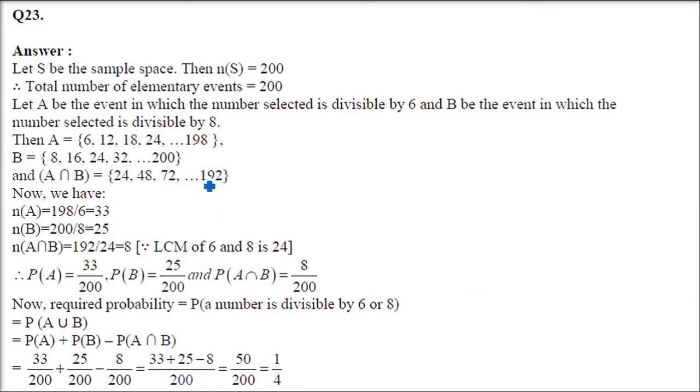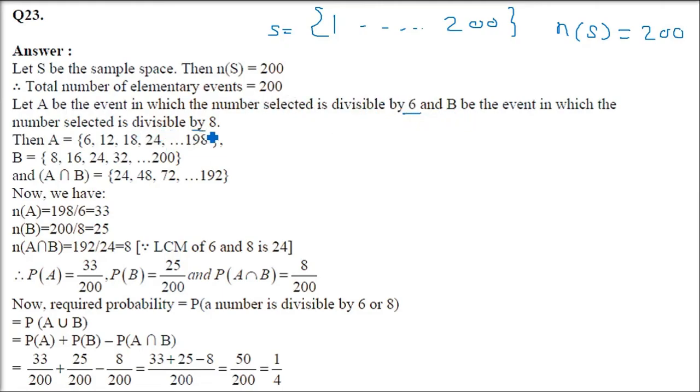Now question number 23. An integer is chosen at random from the first 200 positive integers. Find the probability that the integer is divisible by 6 or 8. So we have taken 2 questions like this already. What is the sample space? Number of elements? So 1 to 200. The number of elements in the sample space is 200. So in every denominator you have to put 200 for the probability.